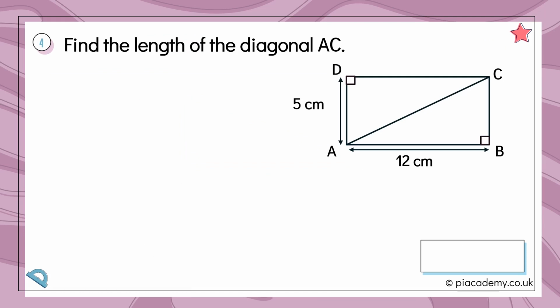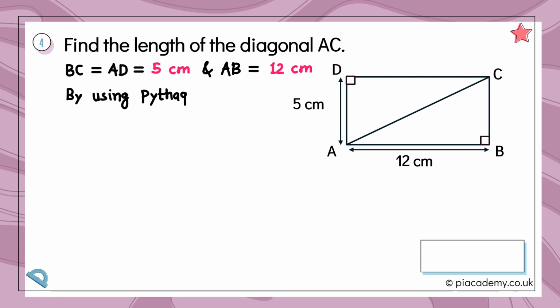Now that we have understood about Pythagoras theorem, let us practice this question. Find the length of the diagonal AC. Since ABCD is a rectangle, BC is going to be equal to AD, which is equal to 5 cm, and AB will be equal to 12 cm. Applying the Pythagoras theorem, upon the right angle triangle, which is ABC, we get AC square equal to AB square plus BC square.